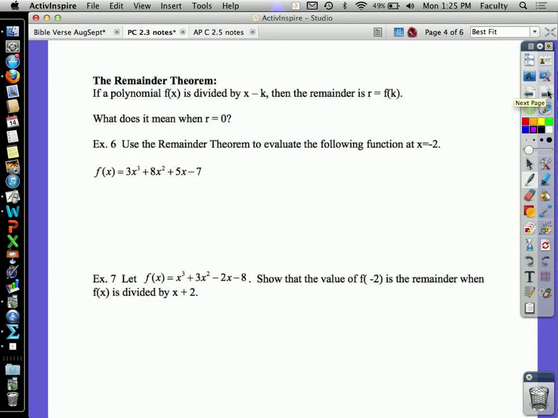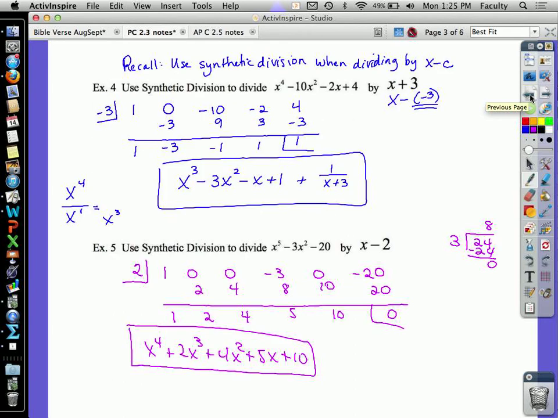Okay, then we have something called the remainder theorem, and we did this last year. It says, if a polynomial f of x is divided by x minus k, then the remainder r equals f of k. So let's go back to example 4. The remainder theorem is saying this: f of negative 3 is equal to the remainder. It does have to be of the format x minus a number, so you're really looking at negative 3.